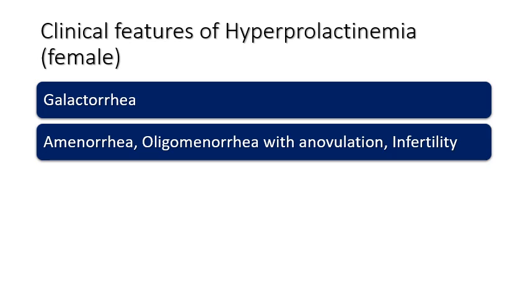Anovulation means there will be a non-ovulatory cycle, and this is usually associated with oligomenorrhea, and is also complicated by infertility. These clinical features in the female population result from prolactin release having an inhibitory effect on GnRH release from the hypothalamus. So there will be suppression of the gonadal axis in a way that results in secondary hypogonadism in females, resulting in amenorrhea, whether primary or secondary, oligomenorrhea and anovulation, and the final result is infertility.